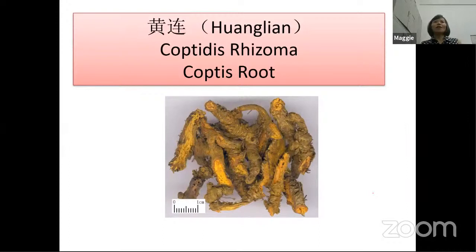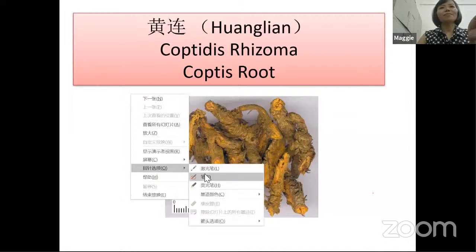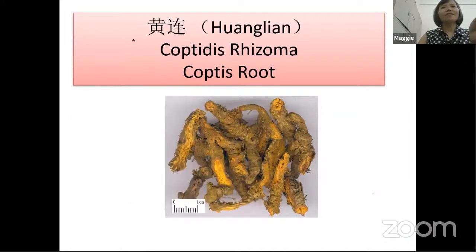So now we talk about Huang Lian. Huang Lian is the Chinese name, and the Chinese pinyin is Huang Lian. The Latin name is Coptidis Rhizoma, and the English name is Coptis root. Usually we call it coptis.